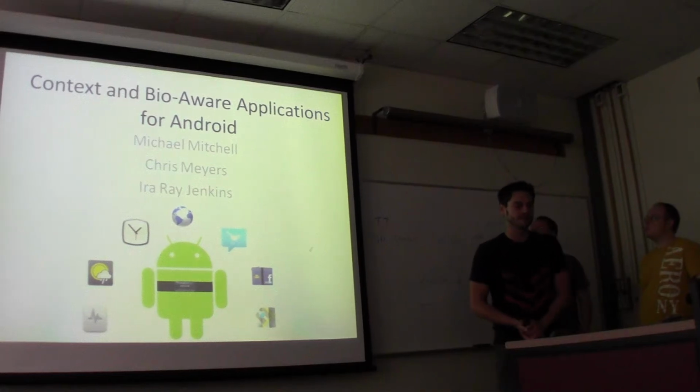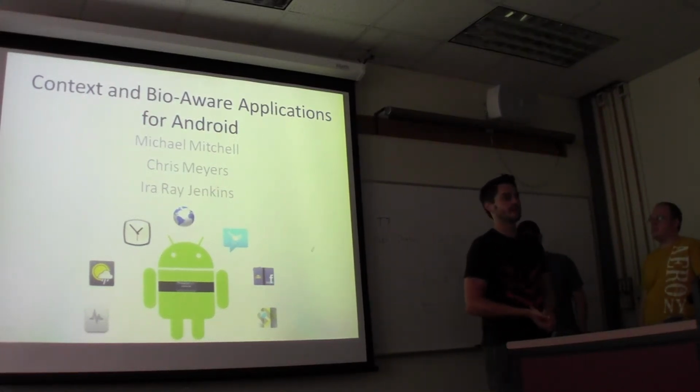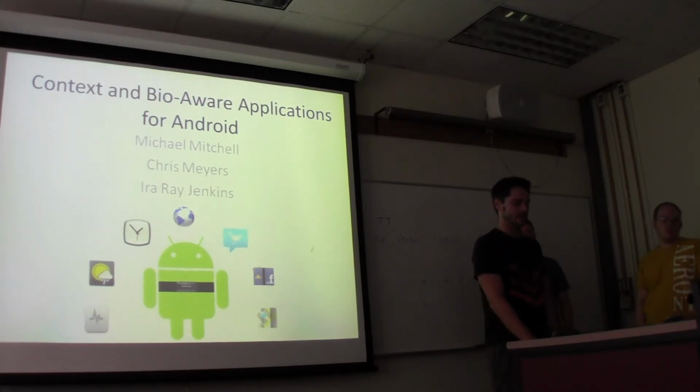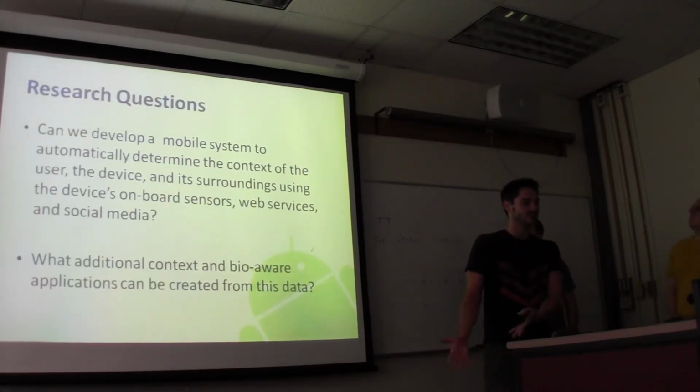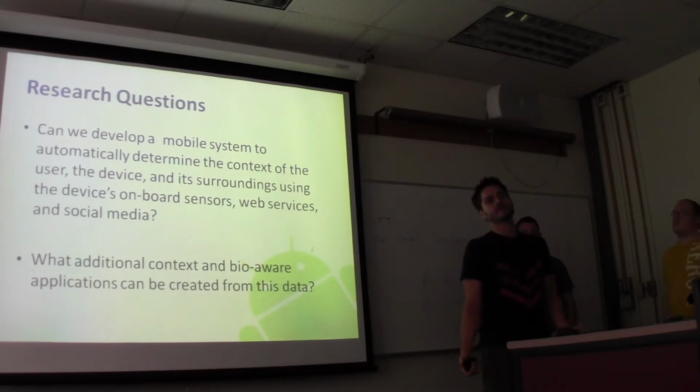Our presentation is called Context and Bioware Applications for Android. It's largely a continuation of a previous project we did, trying to make a globally accessible repository for everything that we can figure out that's going on the phone. So, largely, that's our research question. Are we able to actually determine the context of the user given everything that we can determine from the device?